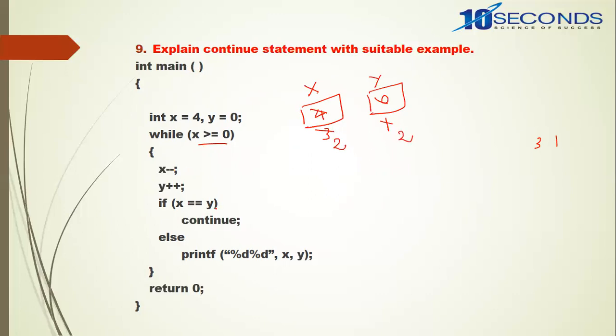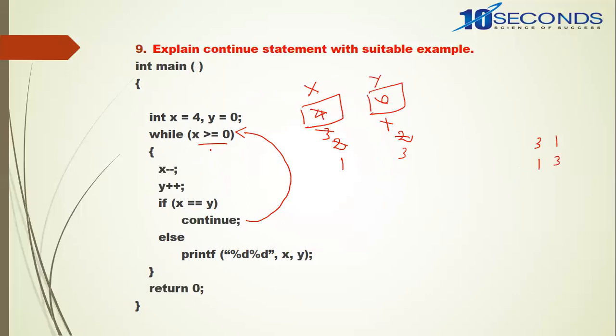If x equal to y, that is 2 equal to 2, condition is true. Continue. Continue takes the control again to beginning of the loop. So again, x greater than or equal to 0, that is 2 greater than or equal to 0, condition is true. It enters. X minus minus, 2 will become 1, y plus plus, 2 will become 3. If x equal to y, that is 1 equal to 3, condition is false. It will go to else part and print 1 and 3.